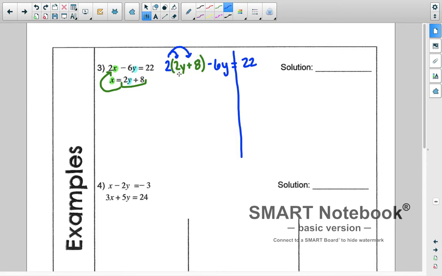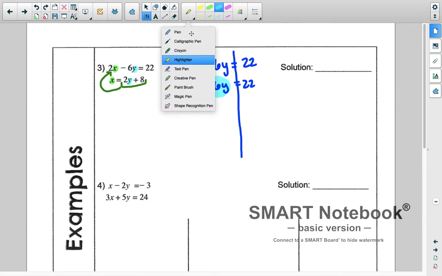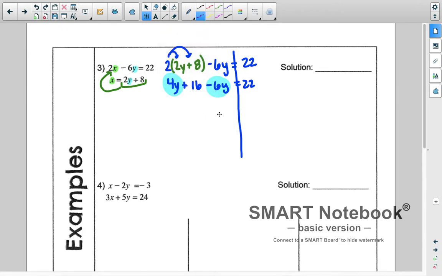So 2 times 2 is 4, so we get 4y. And then 2 times 8 is 16. And then this minus 6y is just chilling by itself still, equals 22. Okay. Now if we look at it, it's still not quite down to that 2-step equation. We have this 4y here and this minus 6y here. We could use the commutative property and rewrite it so they're next to each other. But at this point, we kind of know that that's in our brain. So we're thinking, what is 4 minus 6?